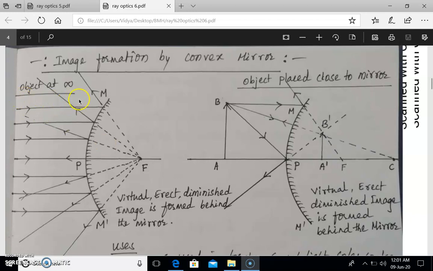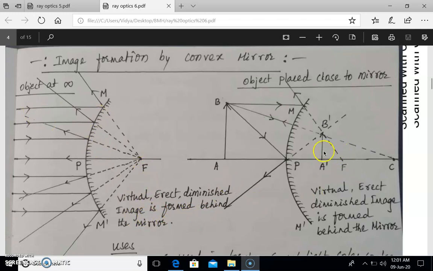If the object is at infinity, the nature of the image formed at the principal focus is a virtual, erect, diminished image behind the convex mirror. So in the rear view mirrors, if a bus is coming from behind our two-wheeler, the bus or the car appears to be erect, small in size and very close to us. So the nature of the image formed in a convex mirror is virtual, erect, diminished, formed at the principal focus when the object is at infinity.